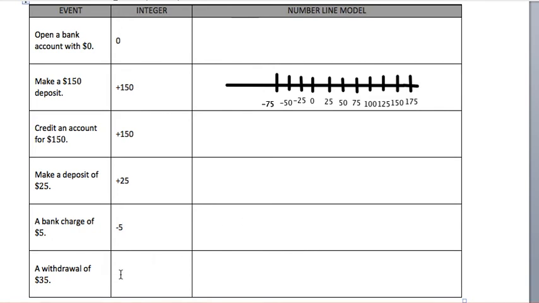And then we had the withdrawal of $35, which is also a negative event in your bank account. You're taking $35 out of your banking account. And so on your number line, if you were slightly below 175 after your bank charge, you would now have to go another 35 down. And 35 from 170 would be 135. And that would be close to halfway between 125 and 150.